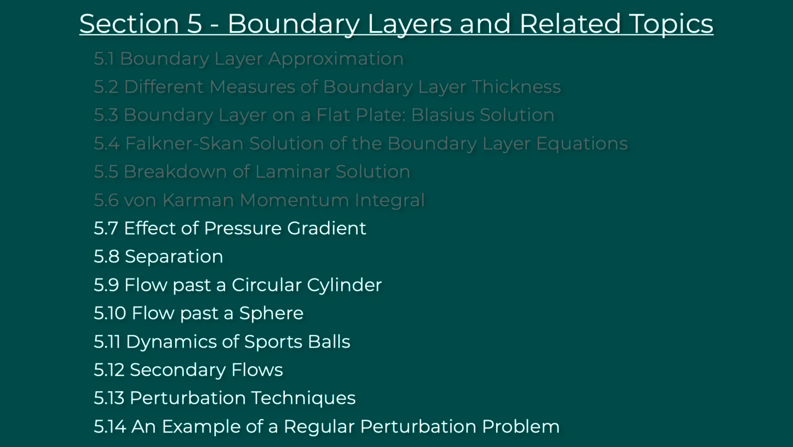Just as a quick summary of this video, we finished off section 5, which is boundary layers and related topics. We talked about how for objects with curvature, we'll have a pressure gradient in our stream flow, and that can influence the boundary layer. We looked at how adverse pressure gradients can lead to separation, which is a really important design consideration, especially because drag can be so dependent on separation.